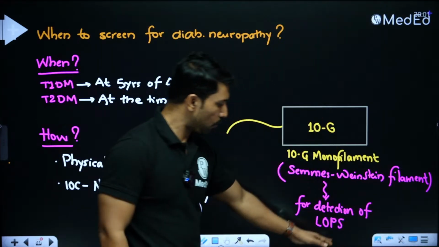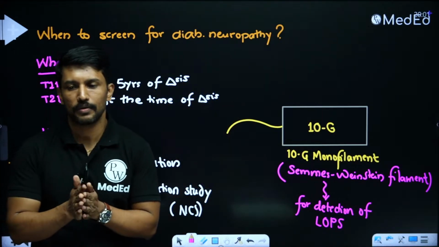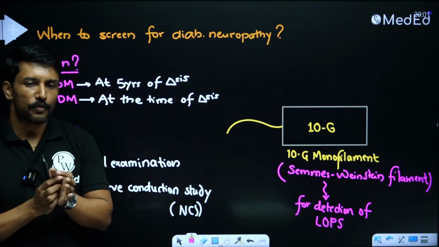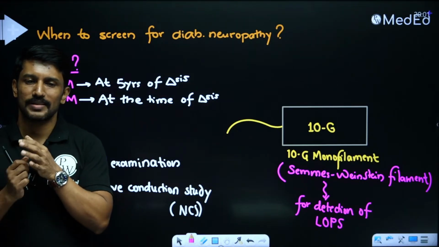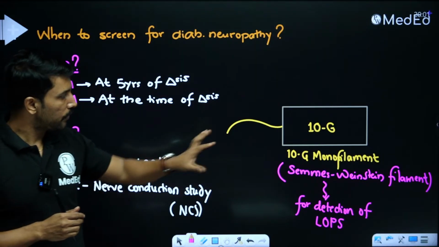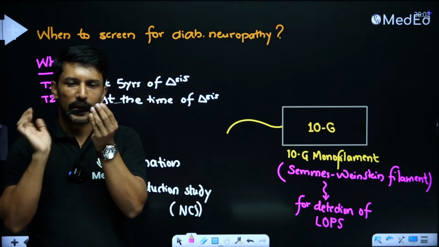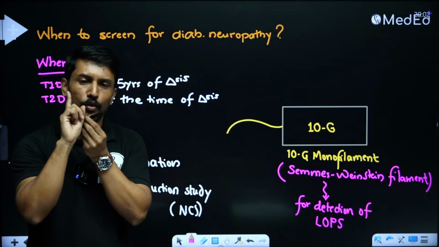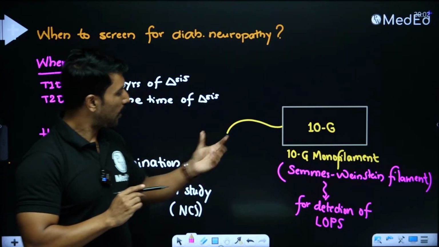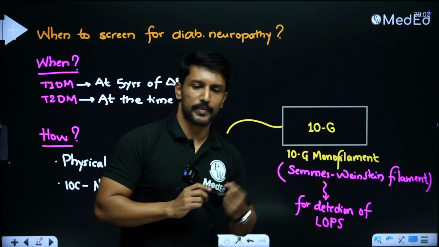Can anybody tell me now what is this LOPS? LOPS stands for loss of protective sensations. So what we do is you get this card. Nowadays it's also available in the form of a pen. पेन के टिप पे एक सिंगल थ्रेड होता है या फिलामेंट होता है. Now why am I calling it a 10 gram monofilament?